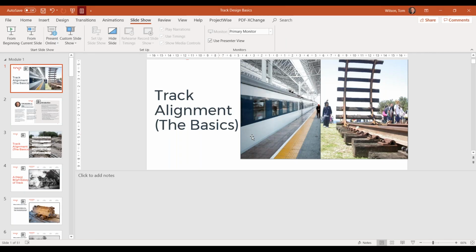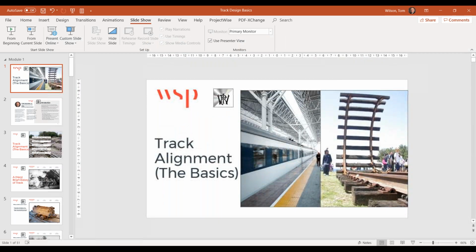Okay. So it was a question about track basics, or track alignment. It was on this slide here, so I wanted to put that particular slide up. And I wanted to ask the question: does anybody know what's wrong with that track?